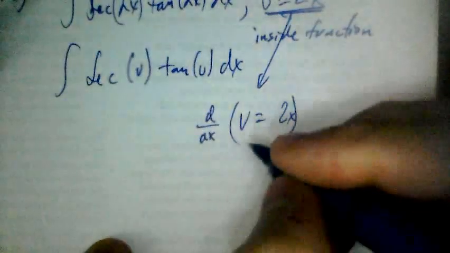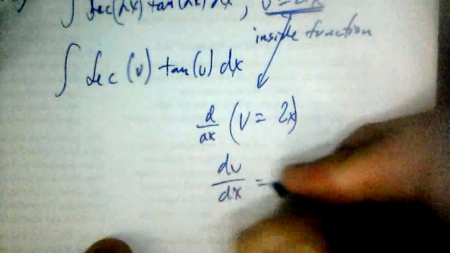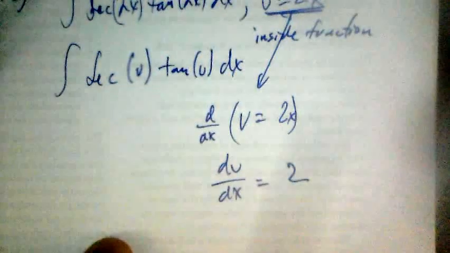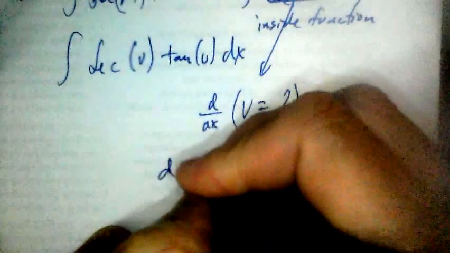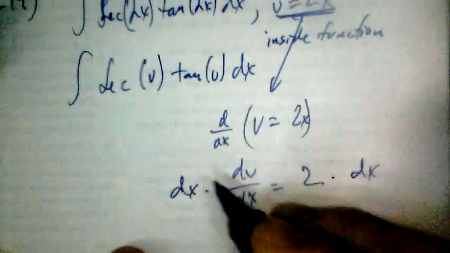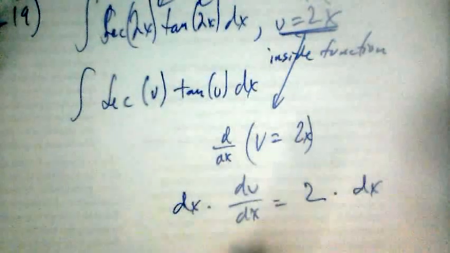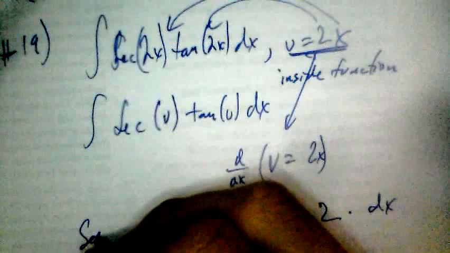Let me write that down, and then we'll practice doing it quickly. So what you get from here is the dx's cancel, and you get du equals 2 times dx here, right?